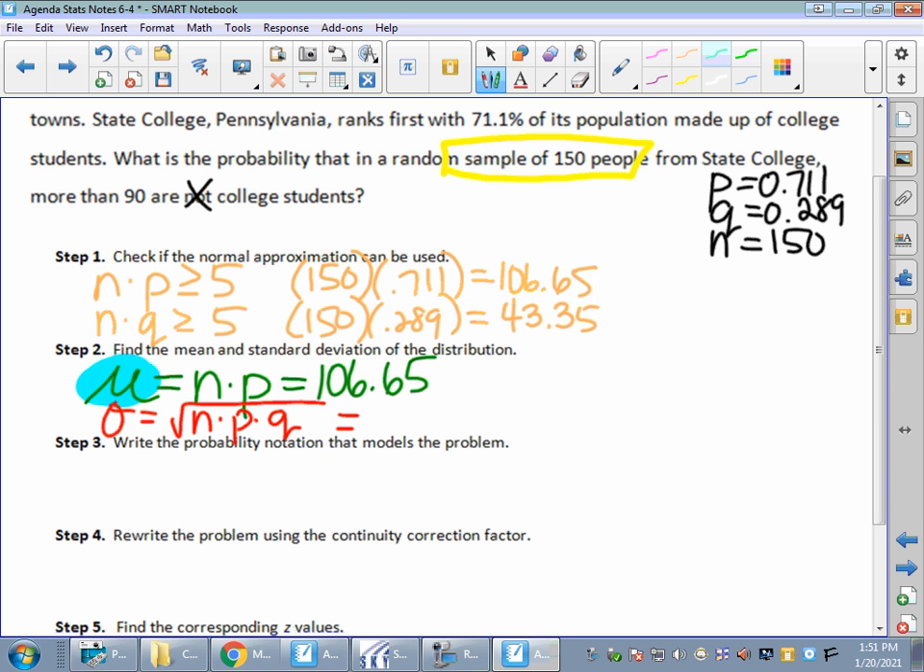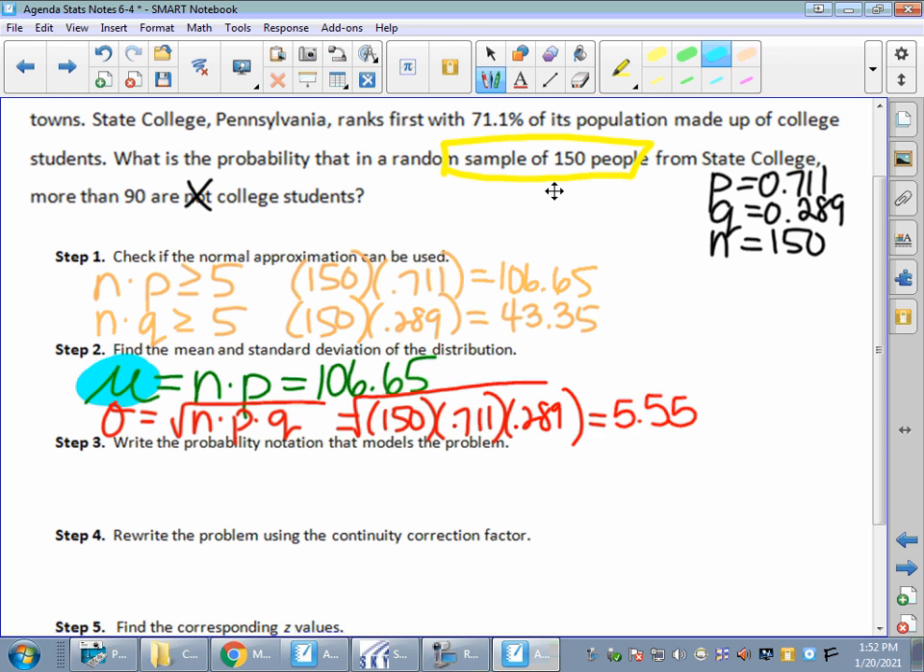So basically, n times p times q will be 150 times 0.711 times 0.289, and that's variance, so I'm going to square root that at the end, and I believe that's going to come out to something like 5.55. So that's an important piece of information because we need that when we figure out our z-scores, right, our z-values. So step 1 is making sure we're okay. Pre-step 1, I found p's, q's, and n's. Step 2 is just finding more stuff that we need.